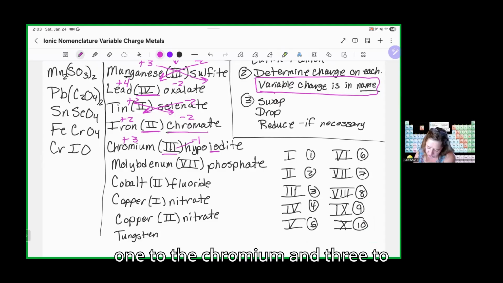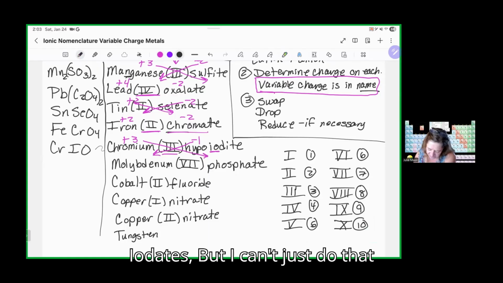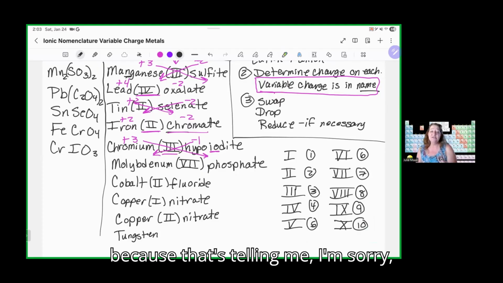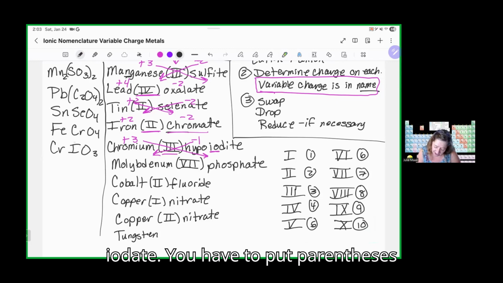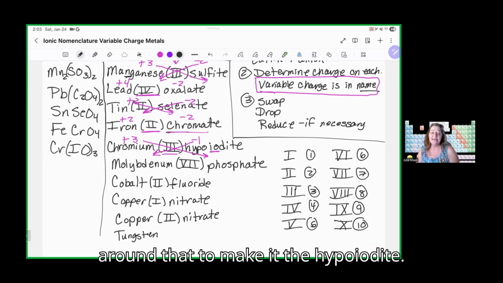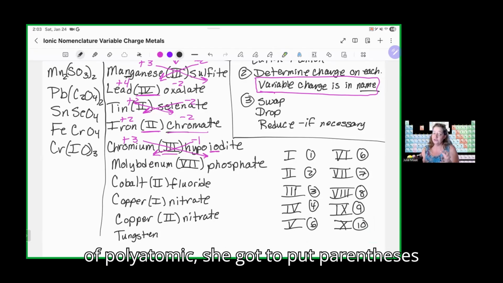So we're going to swap and drop. We get a 1 to the chromium and 3 to the iodite. So I need 3 hypoiodites, but I can't just write it that way because that's telling me I have iodate. You have to put parentheses around that to make it hypoiodite, 3 of them. So remember, multiples of polyatomics, you have to put parentheses around them.